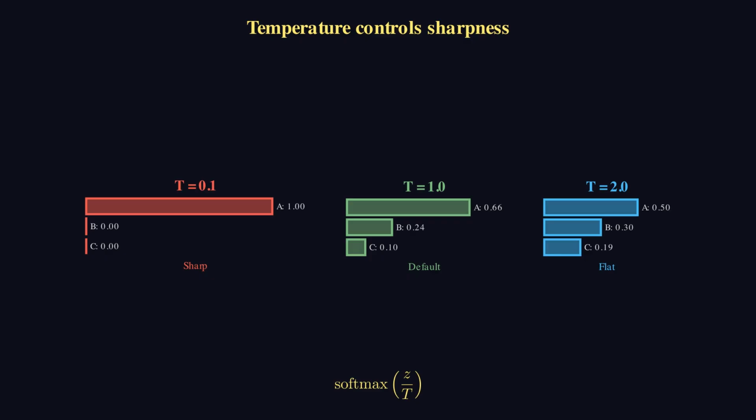Divide the logits by temperature T before softmax. Low temperature, say 0.1, makes the distribution very sharp. One word gets nearly all the probability. High temperature, say 2, makes it flatter. All words get similar probability. Temperature 1 is the default.